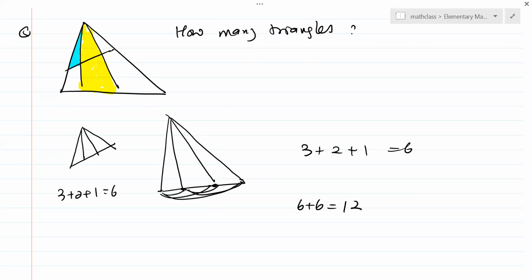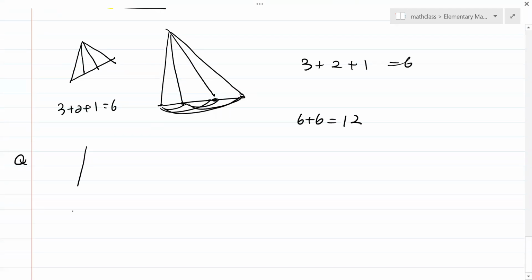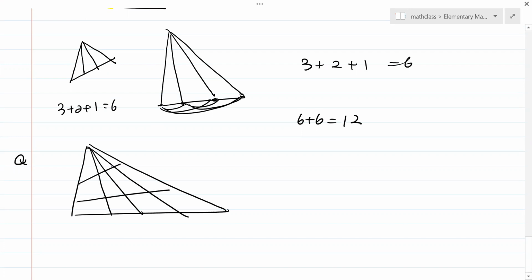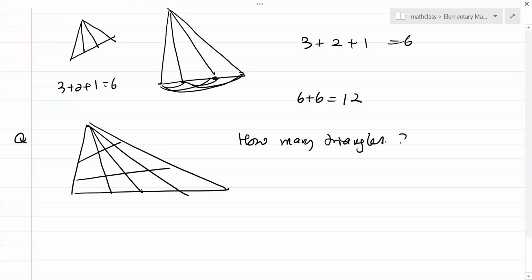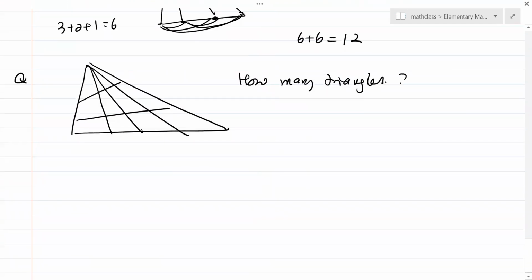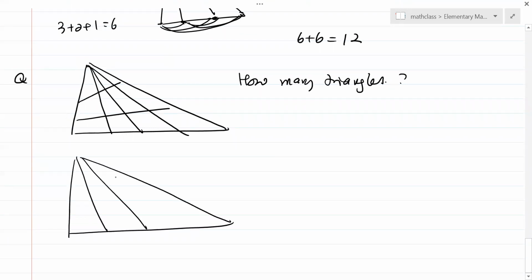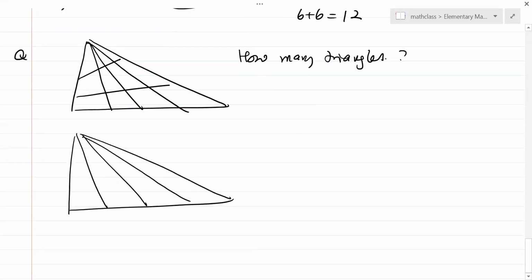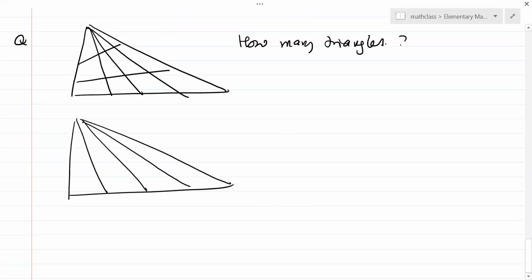Okay. And then you can do the same here. If I have a 1, 2, 3, and I draw a couple lines. Okay, let's do this again. How many triangles in this picture? Right. All you have to do is to count the triangles in this one picture. Right. Then multiply by 3 maybe.